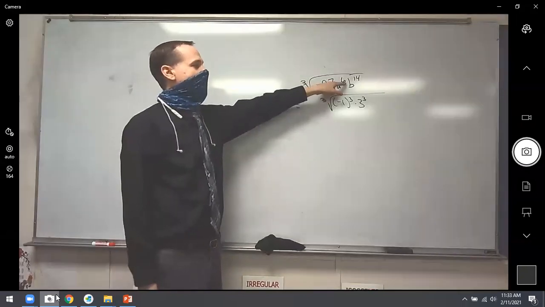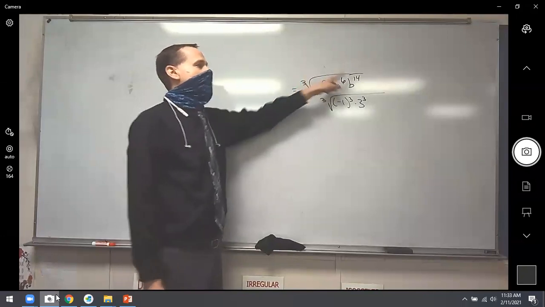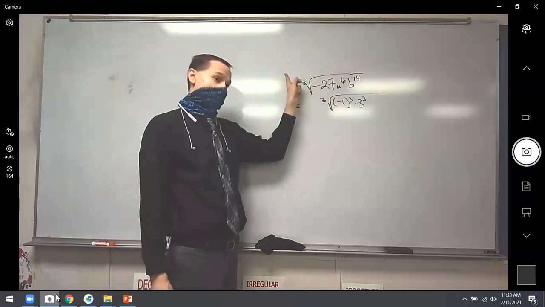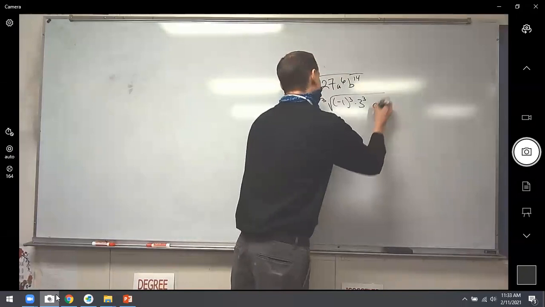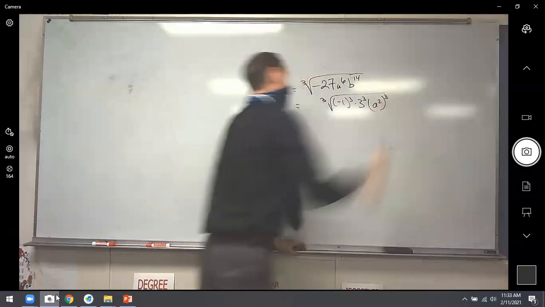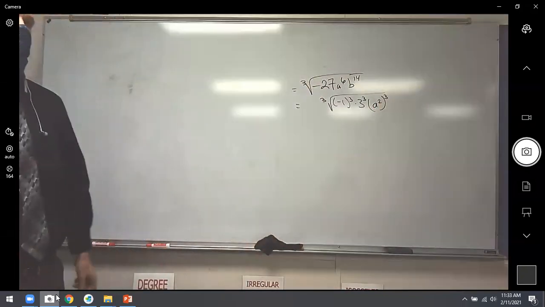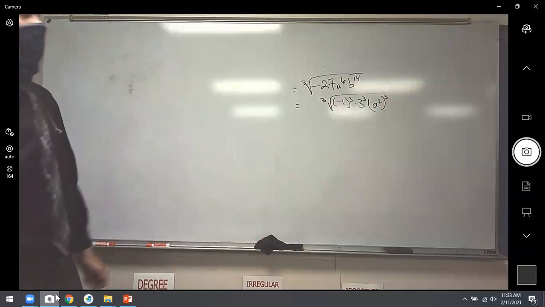Remember what the trick is? You take the exponent divided by the root, correct? So this does work out. 6 divided by 3 is clean. It's 2. So I can think of the a to the 6th as an a squared cubed.